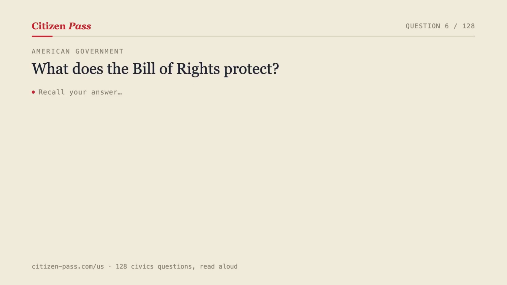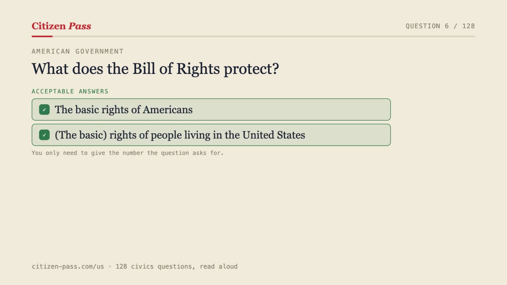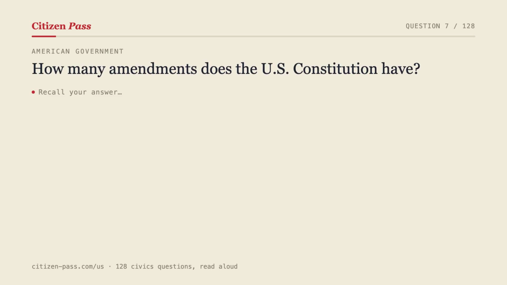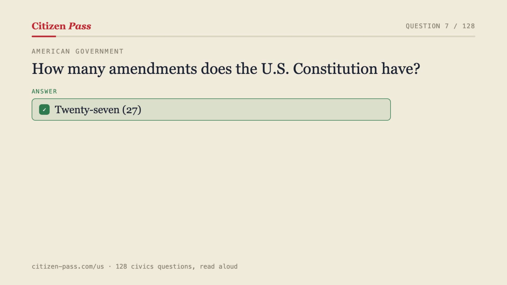What does the Bill of Rights protect? Acceptable answers include the basic rights of Americans or the basic rights of people living in the United States. How many amendments does the U.S. Constitution have? The answer is 27.